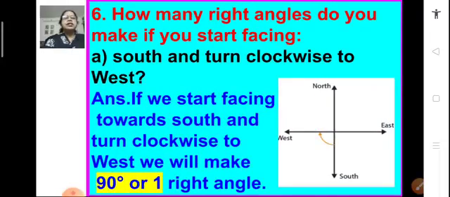It moves through three right angles in moving from 12 to 9. Now question number 6. How many right angles do you make if you start facing south and turn clockwise to west? So similar kind of question. How many right angles do you make if you start facing south? That means if you are facing south and if you turn in clockwise direction to west, how many right angles do you make? You make one right angle, okay, or one 90-degree angle.